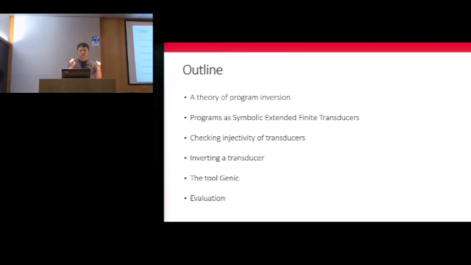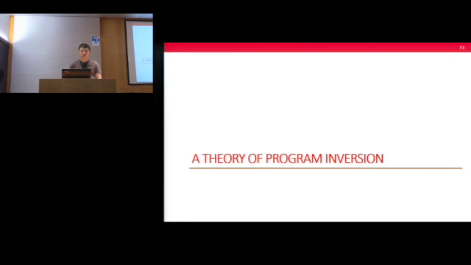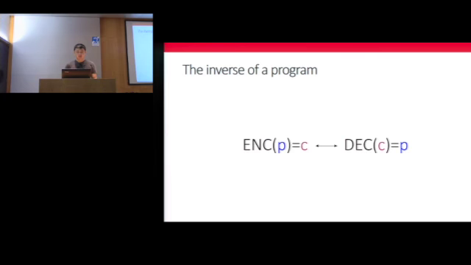I will first introduce the program inversion problem formally, and then explain how Genic works. Firstly, let's look at what program inversion is. What does inversion mean, and when can we invert programs? First, we ask, what does it mean for an encoder and a decoder to be inverses?